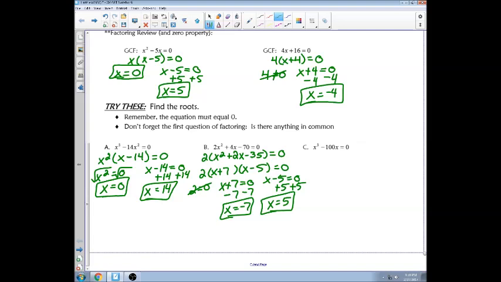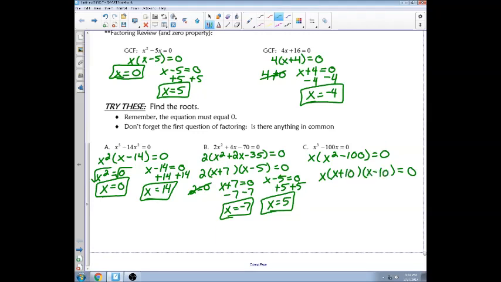On to part C. X to the third minus 100 times x equals 0. Again, I'm going to have a GCF of x, which would leave me with x squared minus 100. All that's equal to 0. X squared minus 100, if you remember from our previous units, would be the difference of 2 squares. It would be x plus 10, x minus 10.